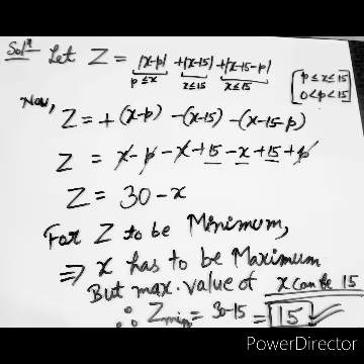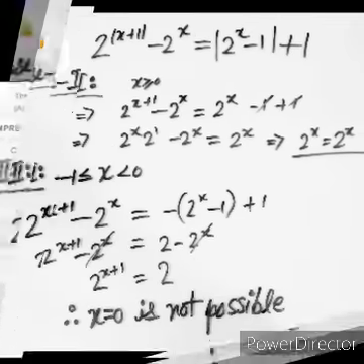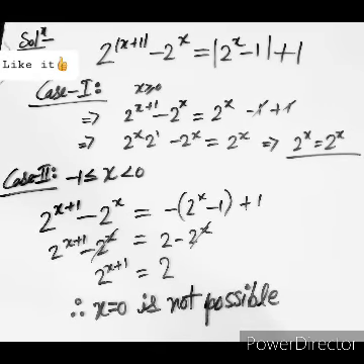Next, let's have a look at our 7th question. We have to calculate the least value of x satisfying the above equation. Now let us do it. You can have a look at the given equation, I have noted it down. Now case 1 arises when x is greater than or equal to 0.